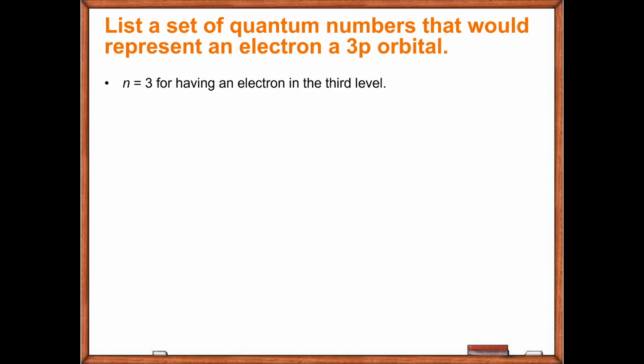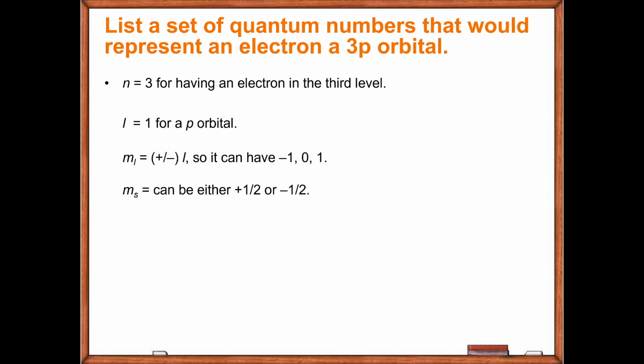I'm going to give you all of them. So n is equal to 3. In other words, I'm on the third energy level. So for p, the l number will be equal to 1. Remember, 0 is s, 1 is p. So that means my l has to be equal to 1. So that means my m sub l values can be minus 1, 0, or 1. Okay, so m sub s has to be either plus 1/2 or minus 1/2. That's just spin up or spin down.